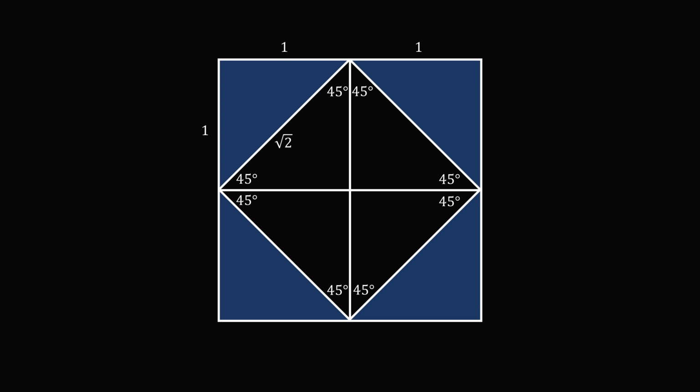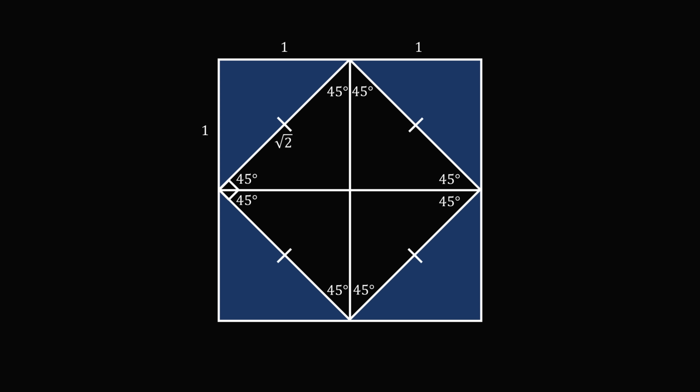Now in this unshaded quadrilateral, 45 degrees plus 45 degrees is equal to 90 degrees. So we have four right angles. Furthermore, the shaded isosceles right triangles are congruent to each other, so all of the hypotenuse lengths will be equal to each other.